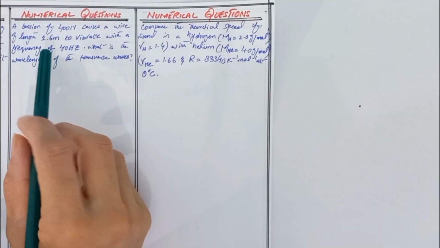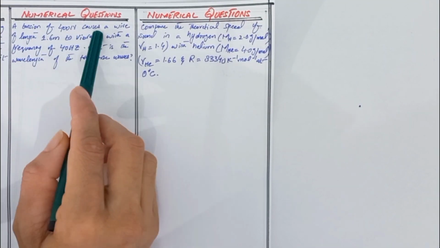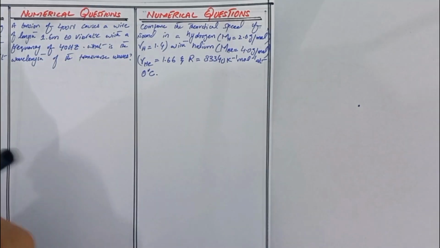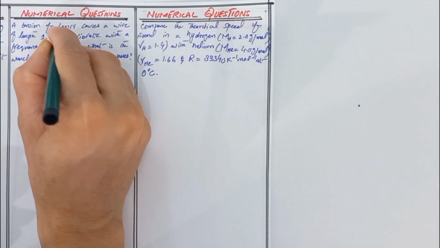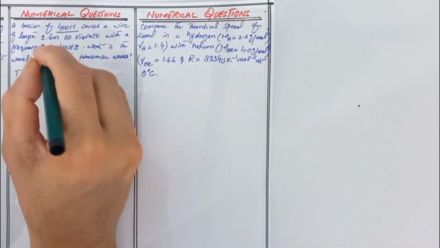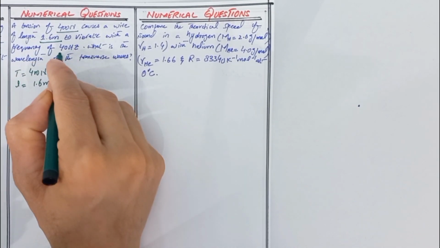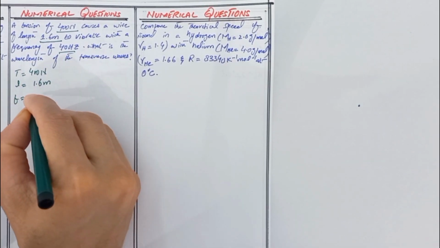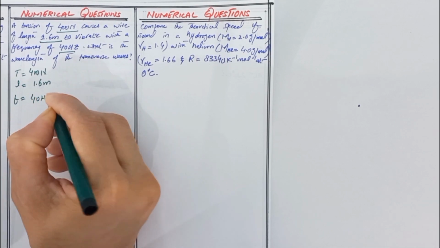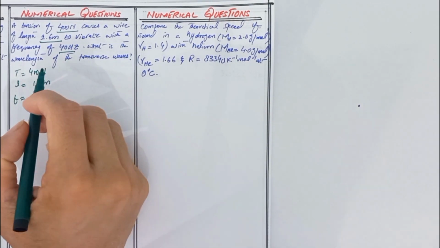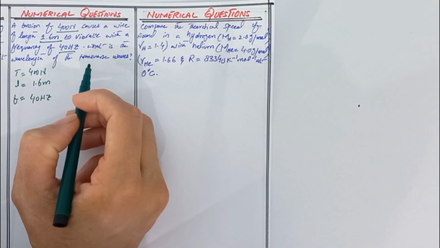Now we solve the next numerical. A tension of 400 Newton causes a wire of length 1.6 meter to vibrate with a frequency of 40 hertz. What is the wavelength of the transverse wave?